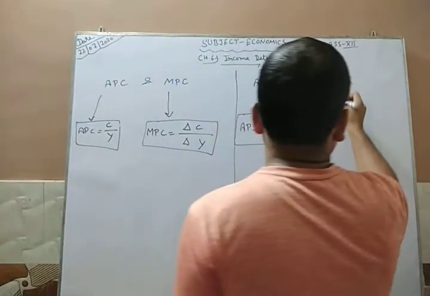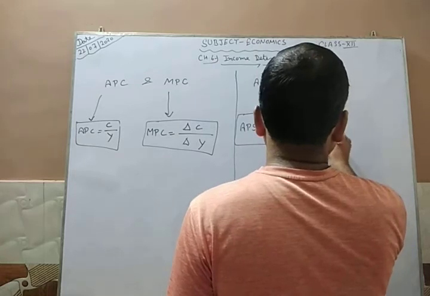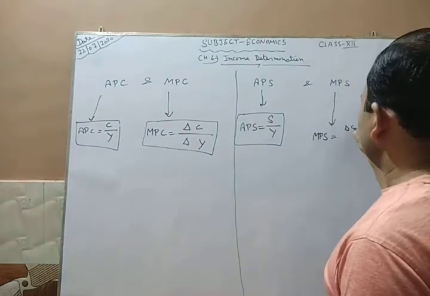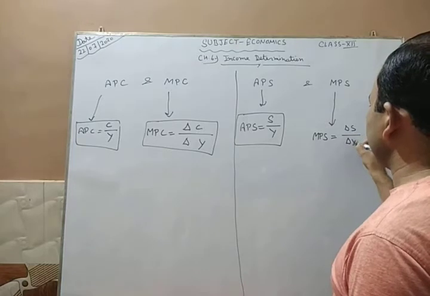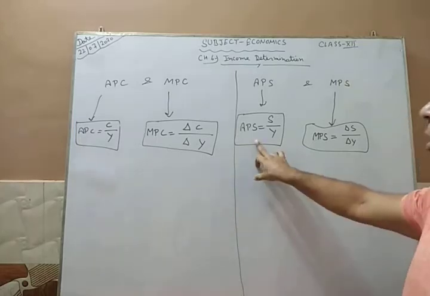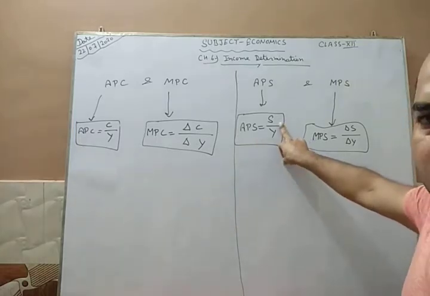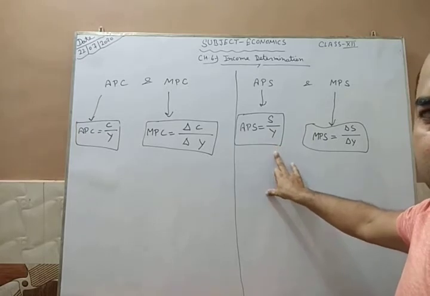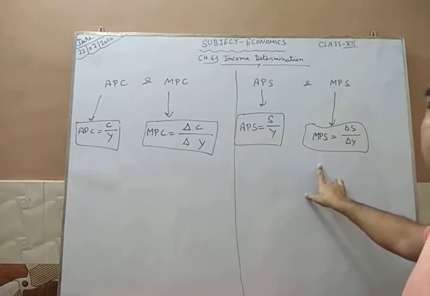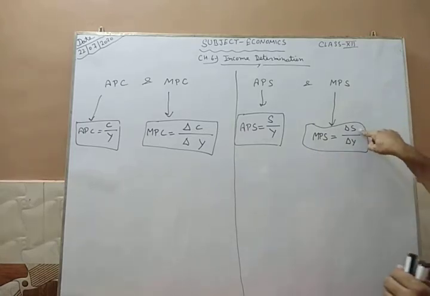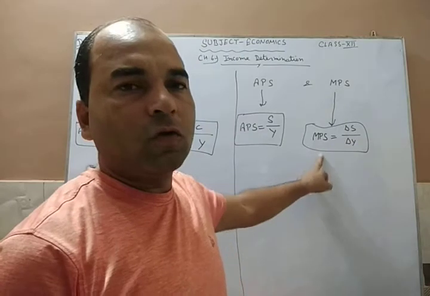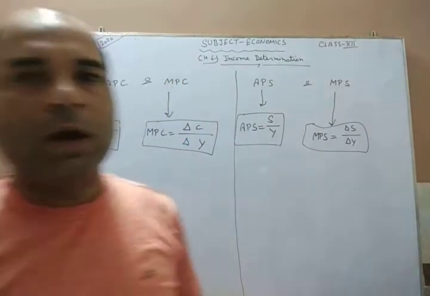And if we are talking about MPS, MPS is equal to changing S, yani changing saving divided by changing income. So, students, average propensity to save is equal to total saving of the economy divided by total income. Is that clear, students? And if we are talking about MPS, MPS is equal to changing saving, yani saving mein jo change hota hai due to changing income, it is known as MPS. I hope this is clear to students.